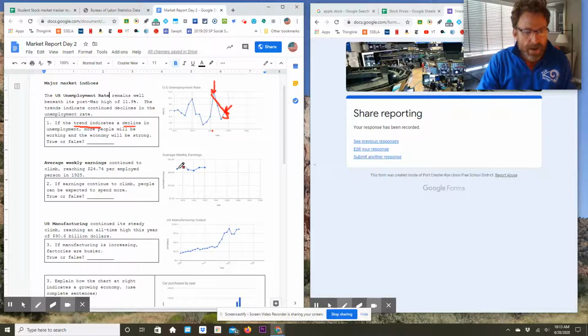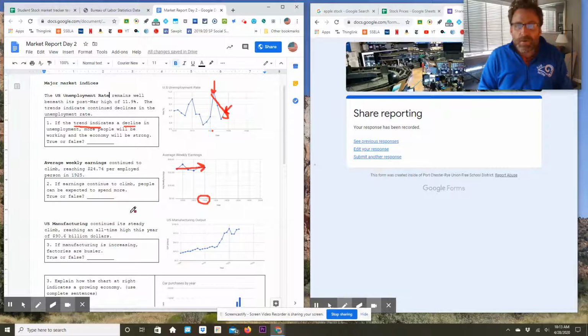The second you're going to look at is average weekly earnings, which looks relatively flat, although maybe a slight incline in that chart by 1924 right here. Now, if earnings continue to climb, people will spend more. True or false? What do you think? If you have more money, will you spend more money? I know I would. All right. Don't tell my wife.